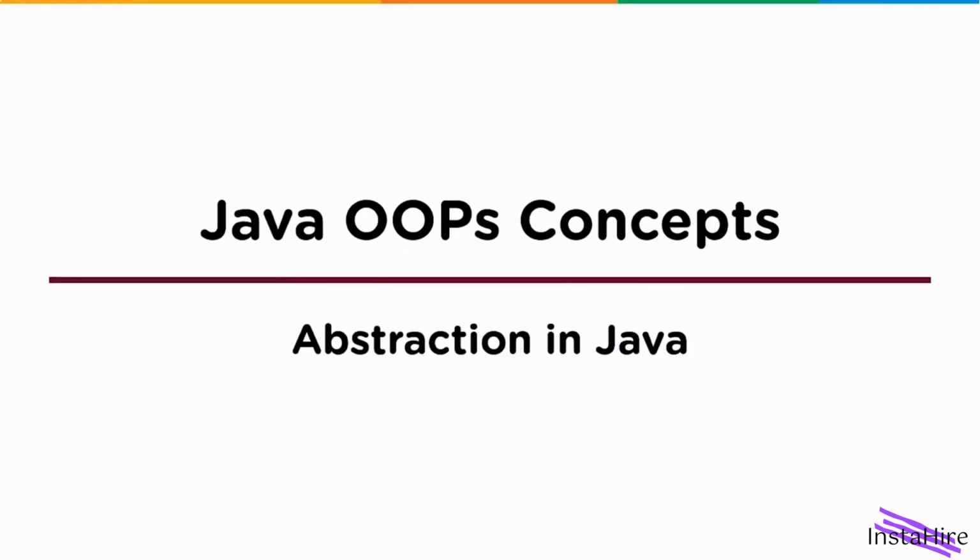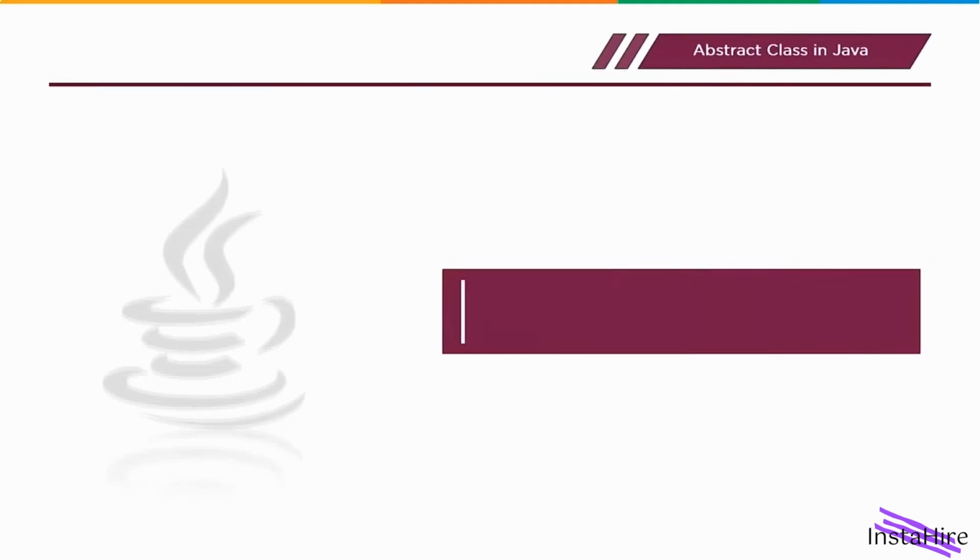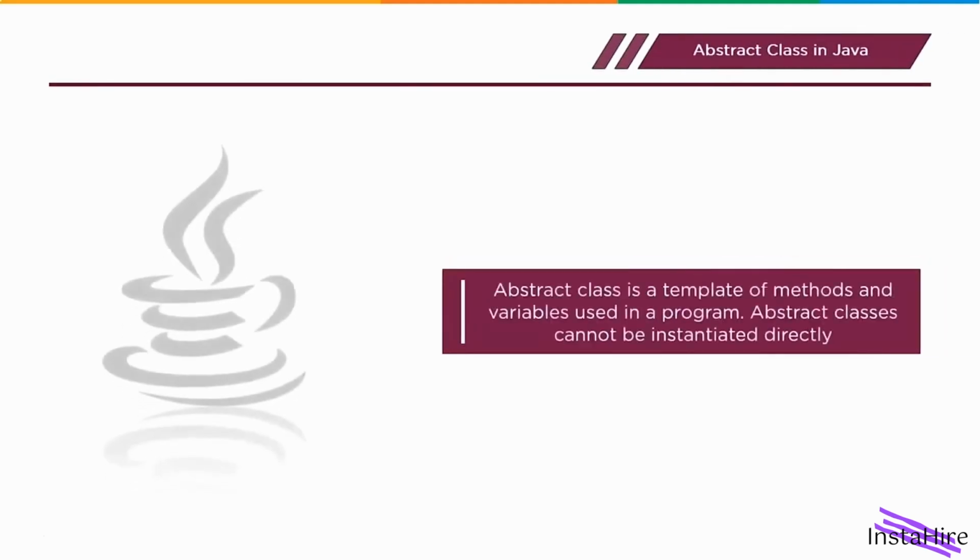Now we will be discussing abstraction in Java, which is the first object-oriented programming property in Java. So what exactly is abstraction in Java? We will begin with the definition. An abstract class is a template of methods and variables used in a program. Abstract classes cannot be instantiated directly.